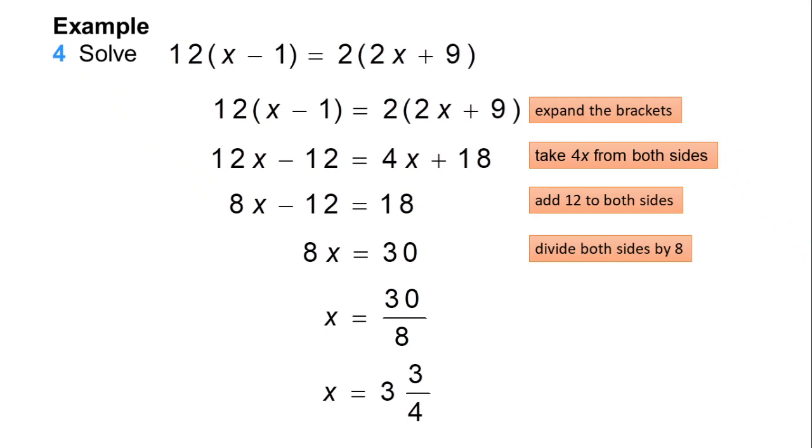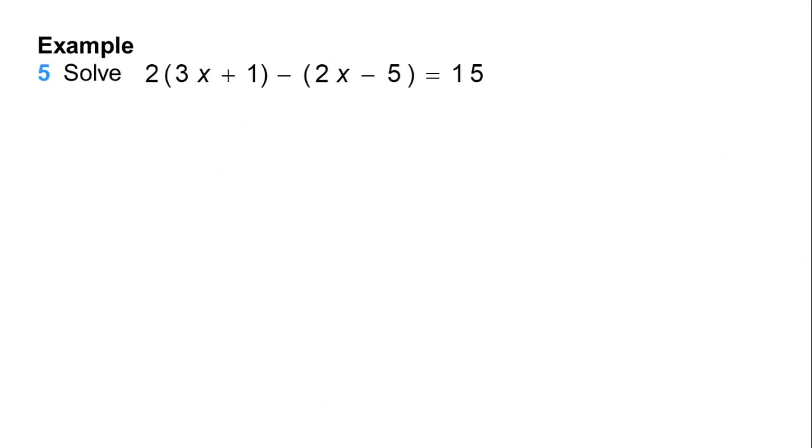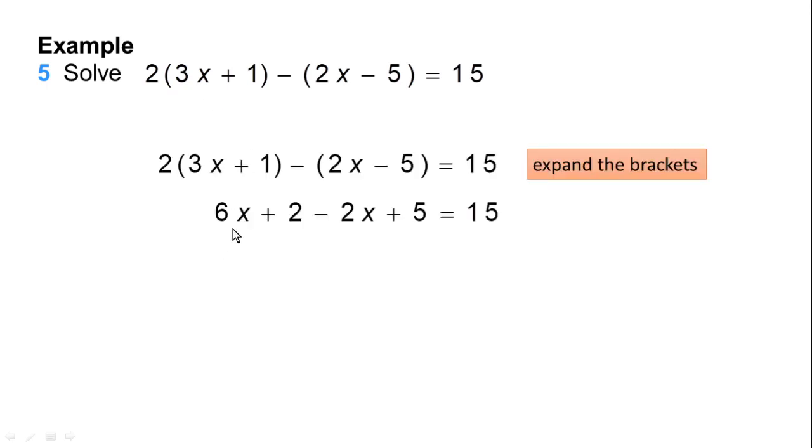Next, let's move on to question number 5. Solve 2 times 3x plus 1 minus 2x minus 5 is equal to 15. You will notice I have minus sign over here. This means negative 1. This negative 1 will be distributed to 2x and negative 5. Then this 2 will be distributed to 3x and 1. 2 times 3x will become 6x. 6x plus 2. Then negative times 2x is negative 2x. Negative times negative 5 is positive 5.